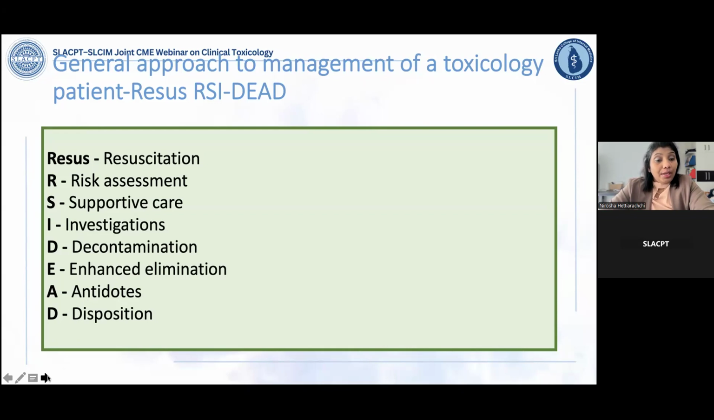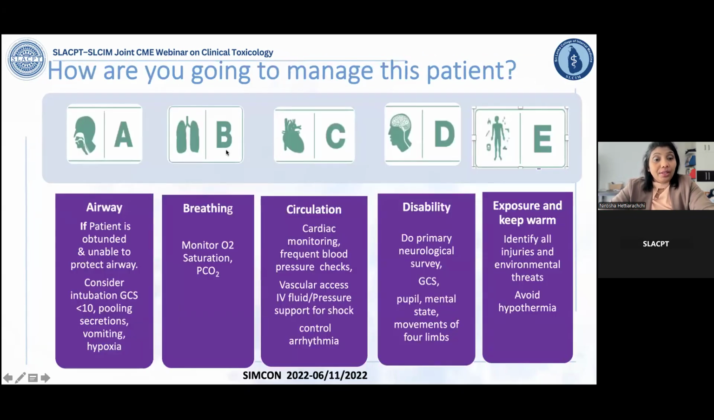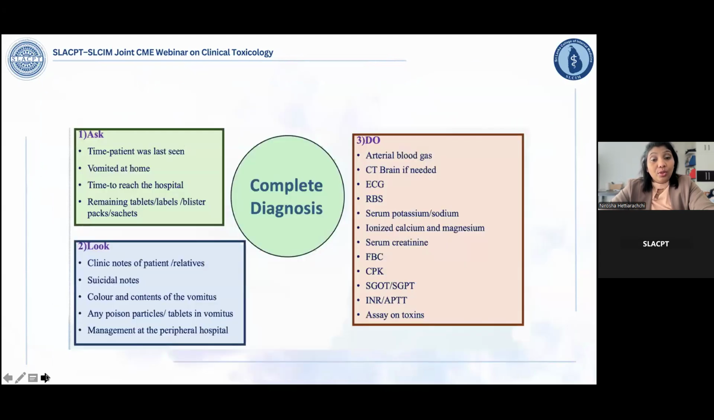So initially we will be resuscitating the patient: airway, breathing, circulation, and D is for disability and E is for exposure. These two are also very important in a patient who is coming with unknown poisoning. You need to look at the RBS also, see whether there's any neurological involvement, and look at the exposure and try to get rid of the exposed material as much as possible. Sometimes you might have to clean the skin and remove the clothes also.